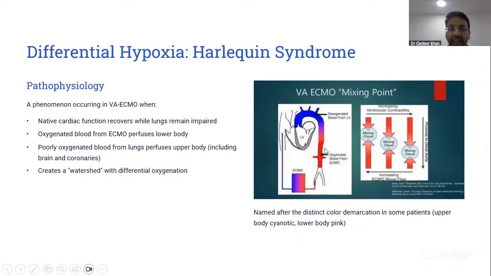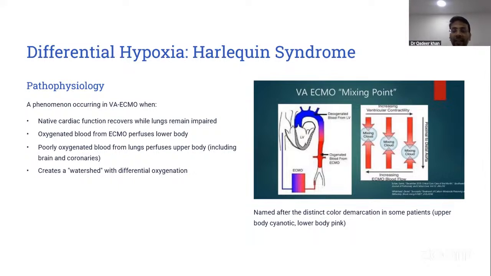This is called North-South syndrome, and it creates a watershed area where the upper and lower parts have a mixing point. This is called the mixing cloud, a point where your oxygenation is not matched. Initially the term was Harlequin syndrome or North-South syndrome. Now we call it differential hypoxia, where the upper part of the body is hypoxic and the lower part of the body is hyperoxic, and the area where the mixing happens is called the mixing cloud.